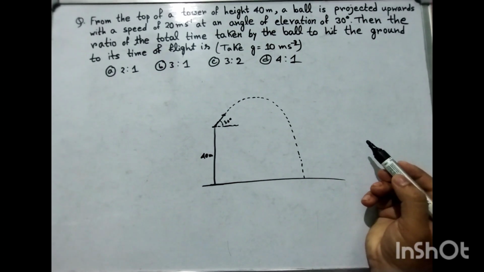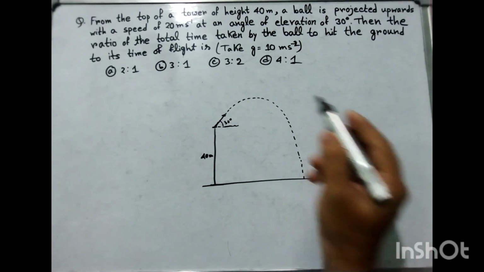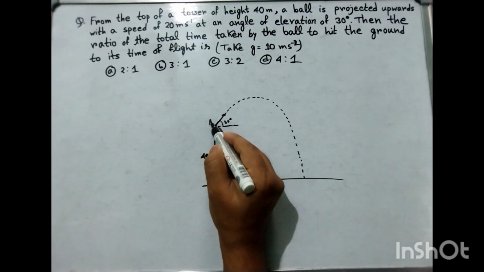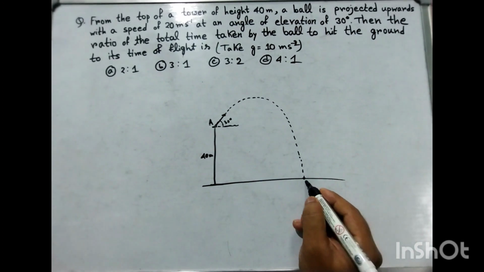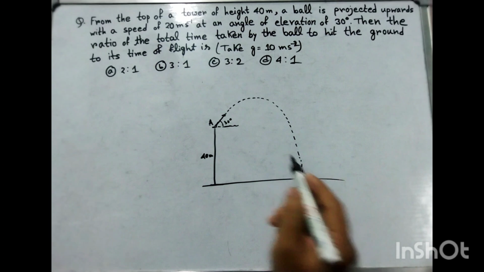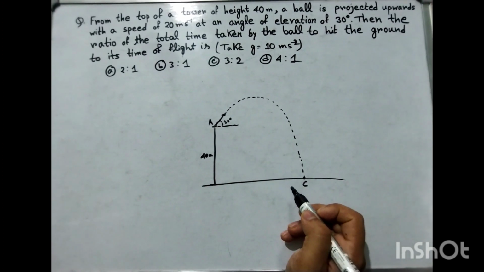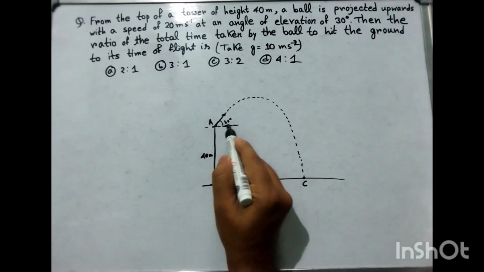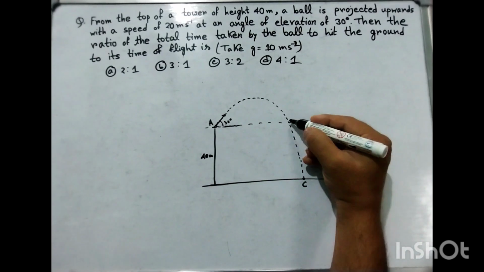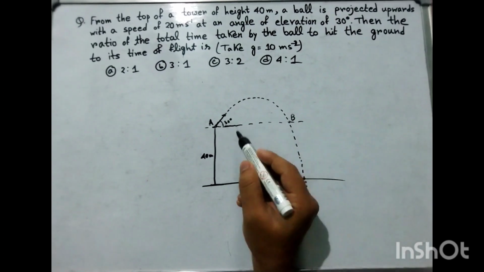Now it is saying, find the ratio of the total time taken by the ball to hit the ground. Suppose this is point A, so from this point to this point the total time taken to go from A to C, and its time of flight. Time of flight means the time taken to reach from A to B.